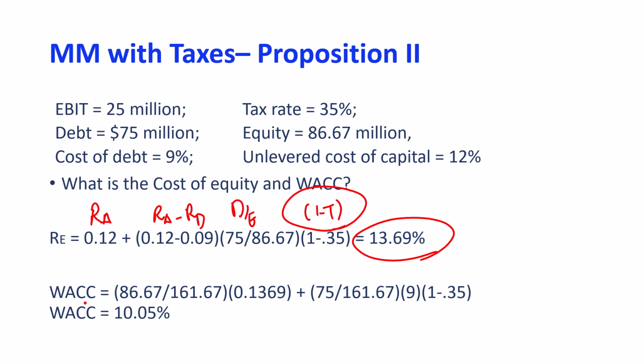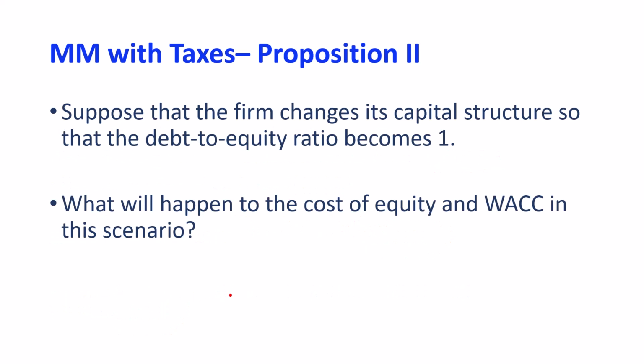And then weighted average cost of capital goes down from this 12% unlevered cost of capital to 10% cost of capital. So under Modigliani-Miller with taxes proposition 2, cost of capital is decreasing as you keep adding debt to the capital structure. So what happens if the firm changes its capital structure so that the debt to equity ratio becomes 1?